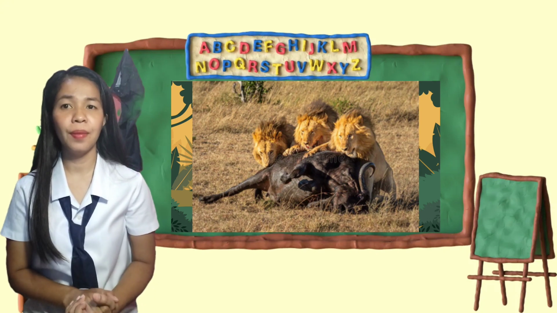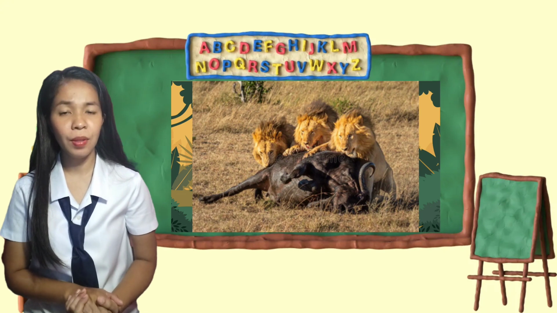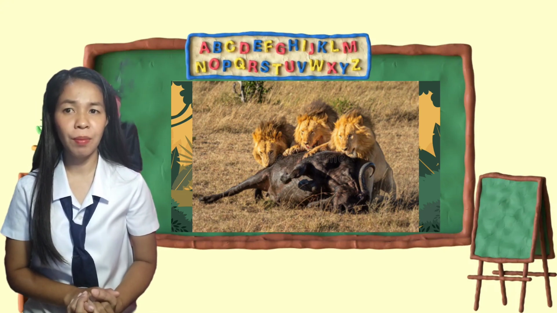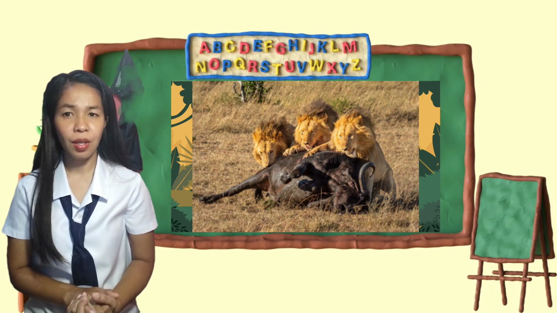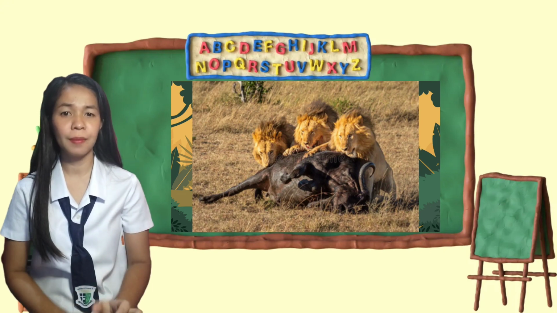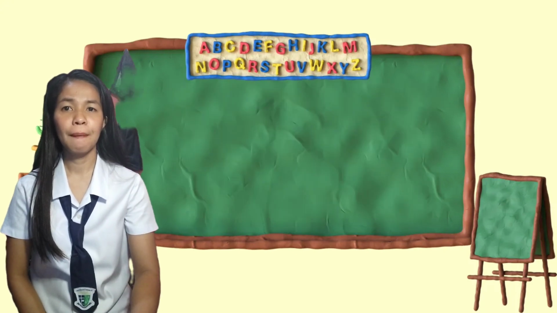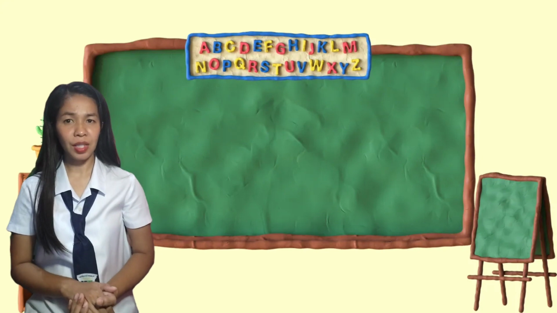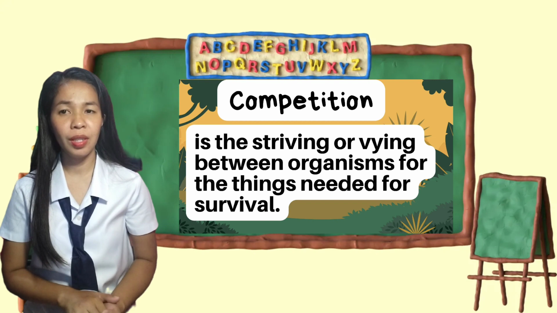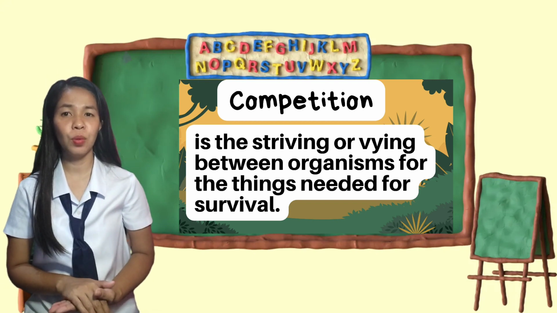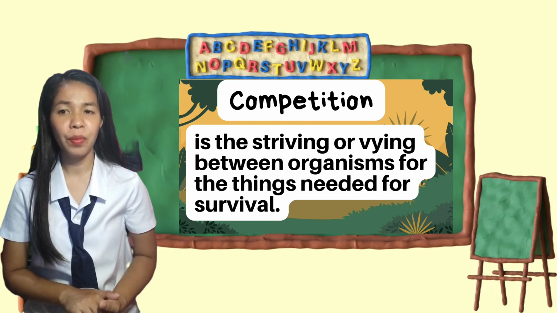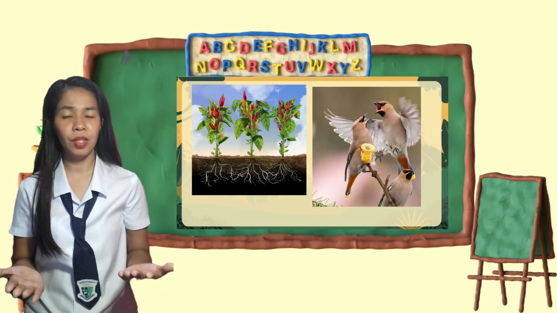Exactly. Very good. This type of interaction among lions is harmful. This affects the success and survival of each other. Lions use the same limited resources and therefore compete for it. This type of interaction between the lions is called competition. So competition is the striving or competing between organisms for the things needed for survival. Here are some examples of competition.